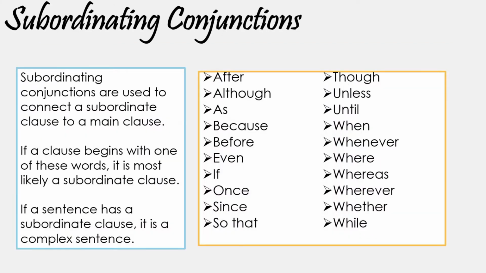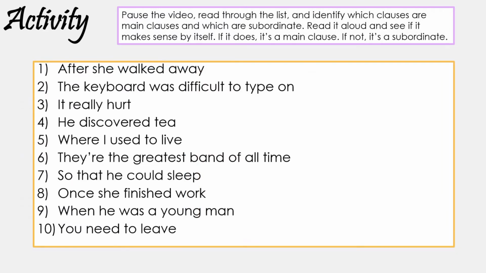Many subordinate clauses also have something called subordinating conjunctions. Now there are way too many to list, but some of the main ones are listed here. They join the subordinate clause to the main clause. And if a clause has one of these, it might be a subordinate clause, which would make the sentence a complex sentence. So read through the list here and try to identify which of these clauses are main clauses and which are subordinate clauses. I've removed the punctuation so the full stops don't give it away. Pause the video, read it out loud, and ask yourself, does it make sense by itself?